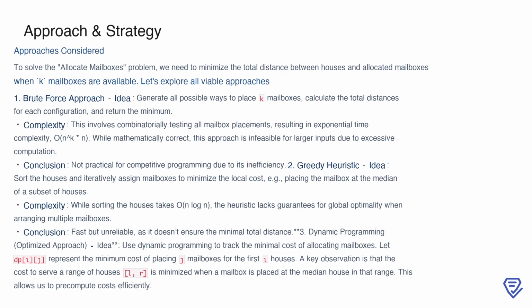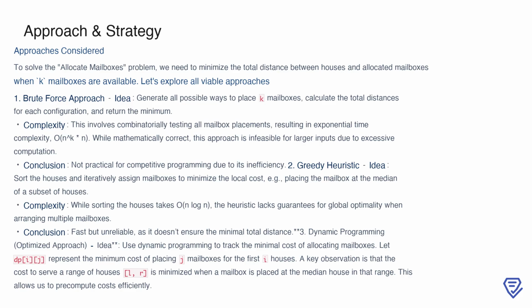Here, the houses are sorted and mailboxes are placed iteratively to minimize the local cost, such as by placing a mailbox at the median of a subset of houses. Although sorting takes O(n log n), this approach does not guarantee a globally optimal solution, especially for multiple mailboxes. Finally, there's the dynamic programming approach.